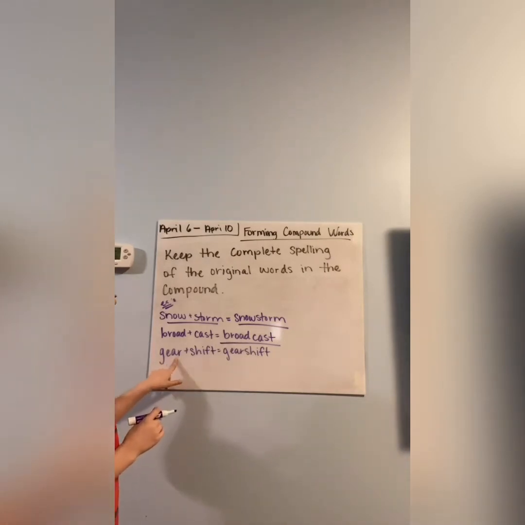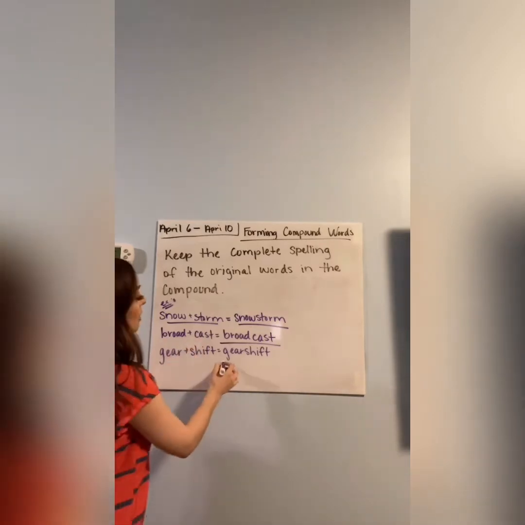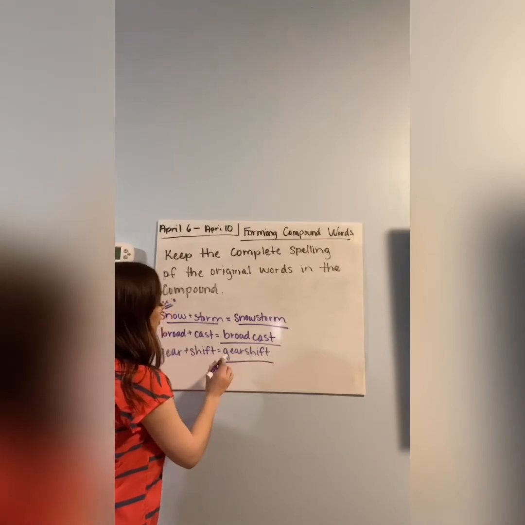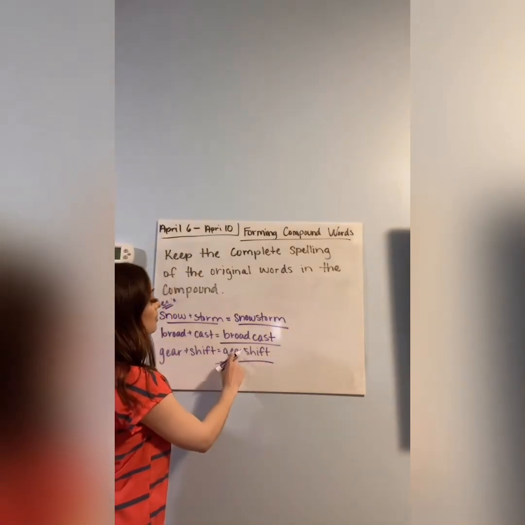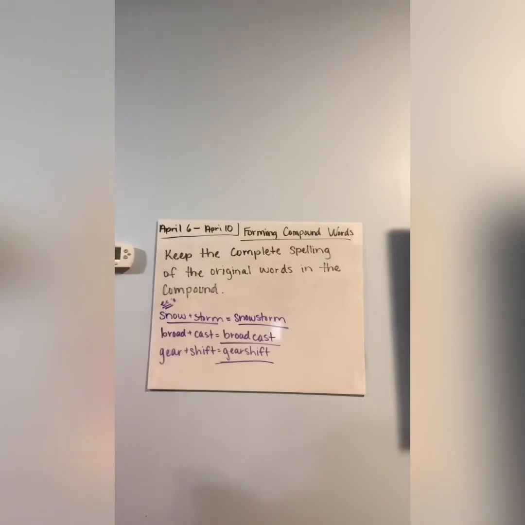So then you have gear and shift. Again, in order to make this a compound word, you are not changing the spelling at all. You're just combining the two words together and making them one. So your word for this example becomes gearshift. It's one compound word.